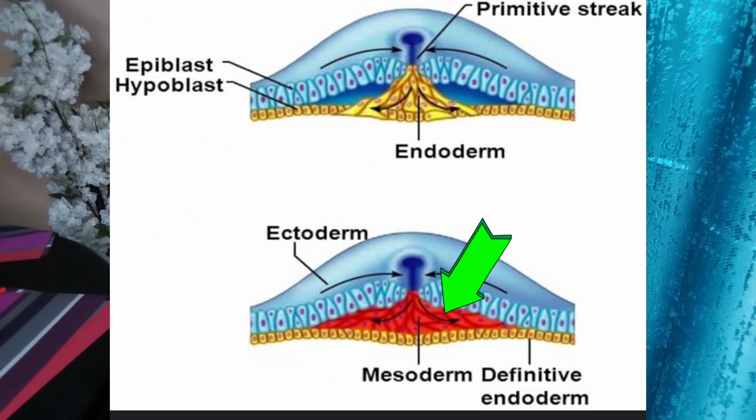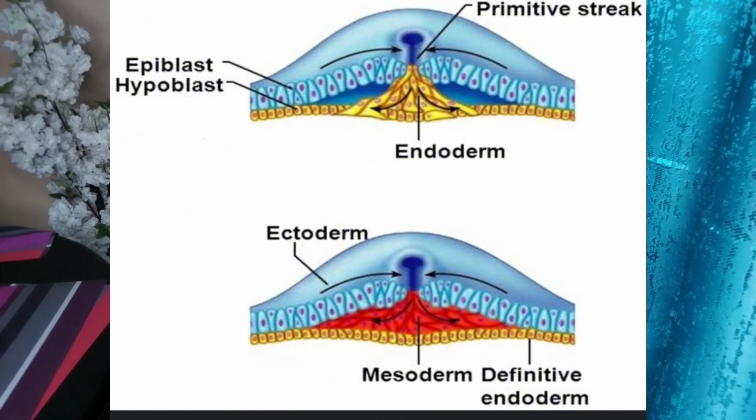And so the remaining part of the epiblast will form the cell layer called the ectoderm. So you can see that by the end of this process of gastrulation, we have three cell layers. We have the endoderm on the inside, we have the mesoderm in the middle, and then we have the ectoderm on the outside. So each of these cell layers will form the different parts of the body.